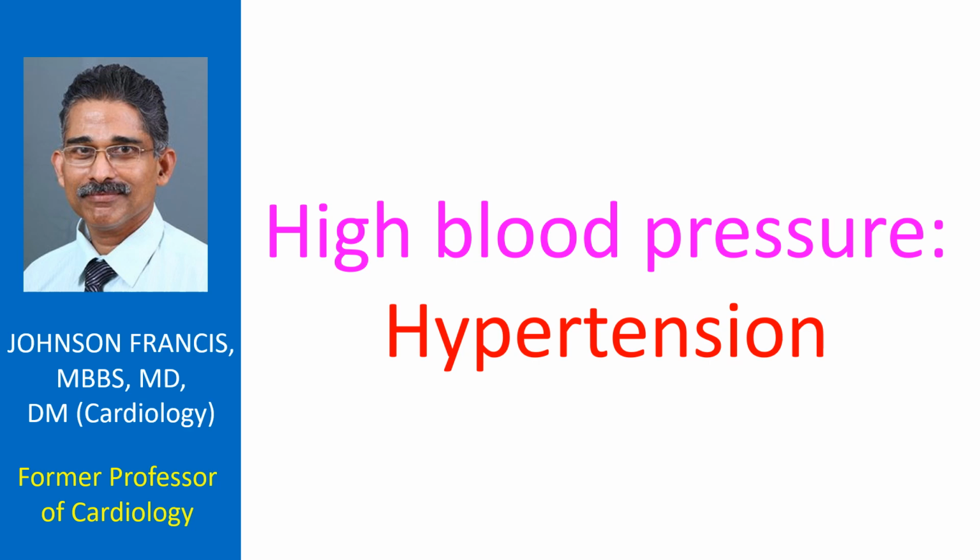Normal pressure in the main blood vessels arising from the heart is below 120 millimeters of mercury. The higher value occurs when the heart contracts and pumps blood and is known as systolic blood pressure. The lower value occurs when the heart relaxes. When the BP is above 140 millimeters of mercury, it is usually called high BP, hypertension.